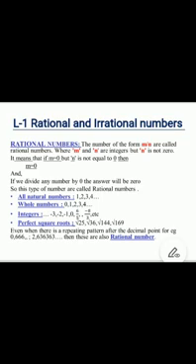Now, can you tell me what is the square root of 25? Yes, 5. Square root of 36? 6. Square root of 144? 12. Square root of 169? 13. So, all perfect square roots are also your rational numbers.